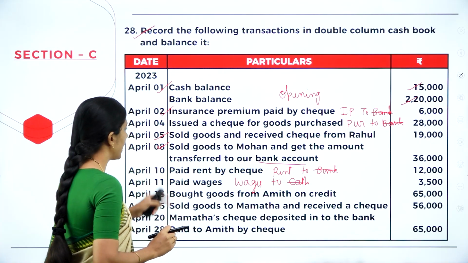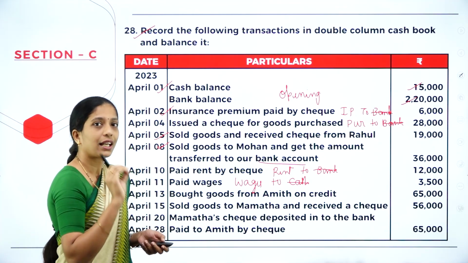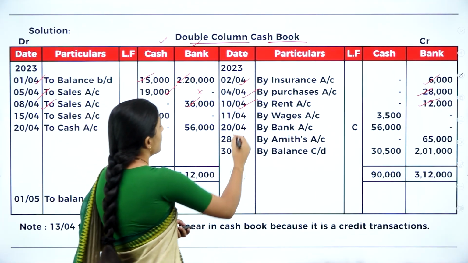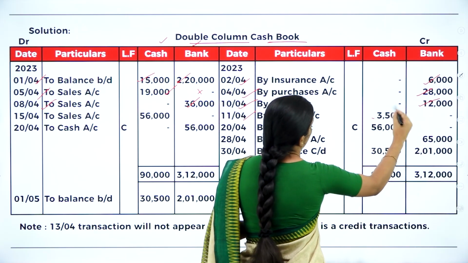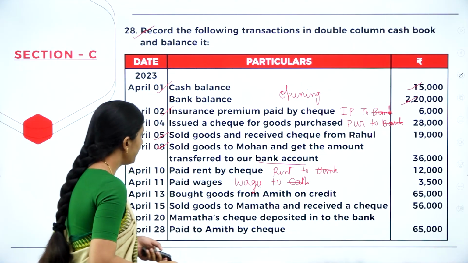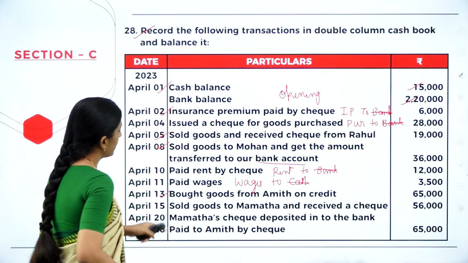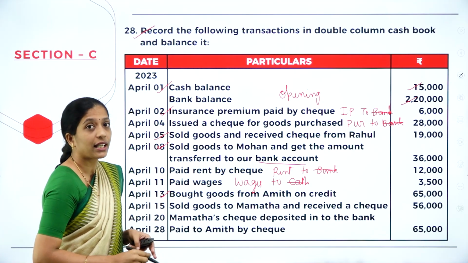Remaining is what? By wages. But the amount to be written in the cash column. So by wages, 11/4 by wages, and the amount to be written in the cash column. Next. April 13th, bought goods from Amit on credit.